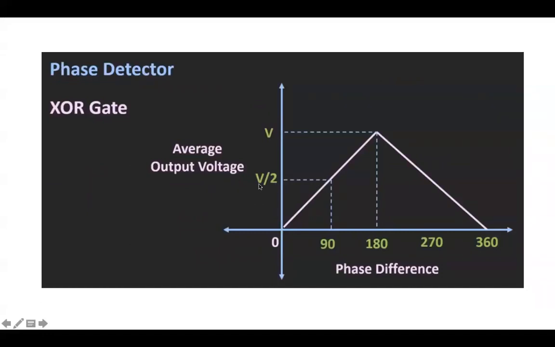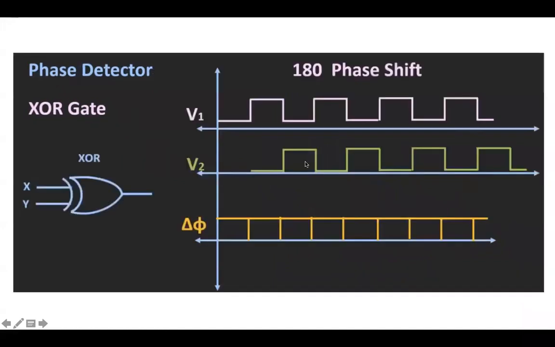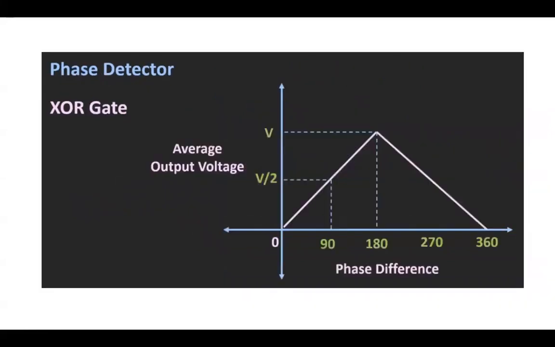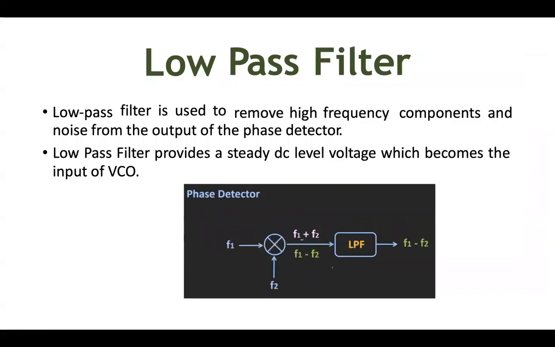Towards one of the axes, I've given voltages, where V means the highest voltage. It can be even 5 volts or 10 volts, and V by 2 is exactly half of it. Then 0, 90, 180, 270, 360. What are all these? The phase differences. Here I've shown for 180. If I move still further, it's going to be 270. And then if this comes here, it becomes 360. Now what's a low pass filter? We all know what a low pass filter is.